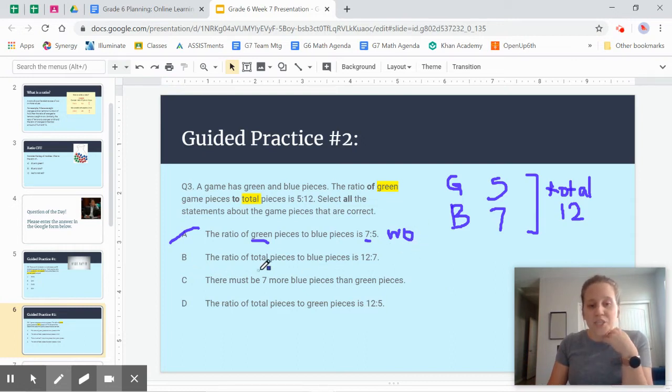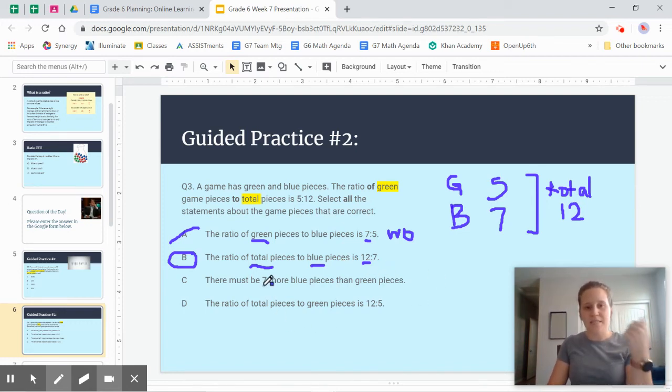Okay, B, the ratio of total to blue is 12 to 7. Are there 12 total? Yes. Are there 7 blue? Yes, I like B. B is true. Awesome. Let's look at C.